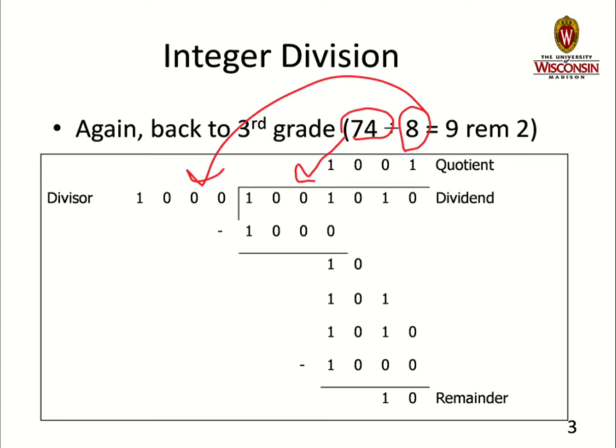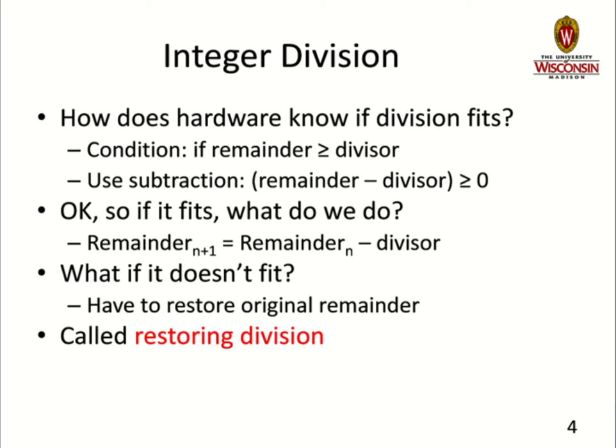For that bit position, then we put a 1 into the quotient, and then what we're left with at that point is the remainder. There are no more digits to copy down from the dividend, so at that point we're done. And you can see that we got the expected result. The quotient shown at the top is a binary 9, and the remainder shown at the bottom is a binary 2.